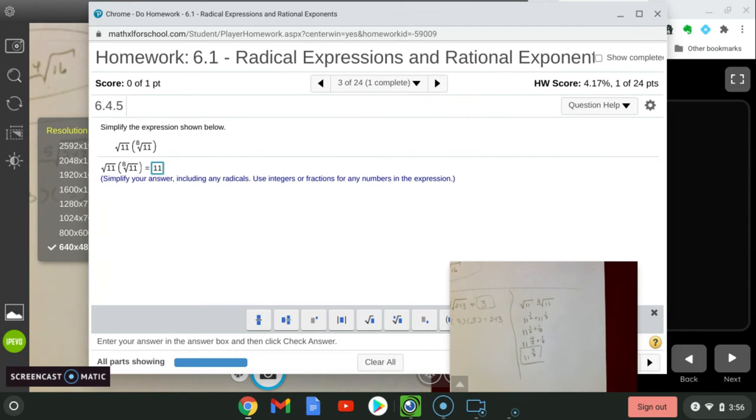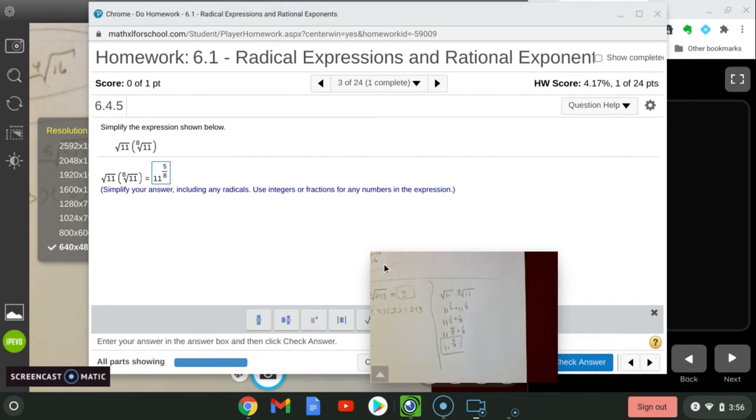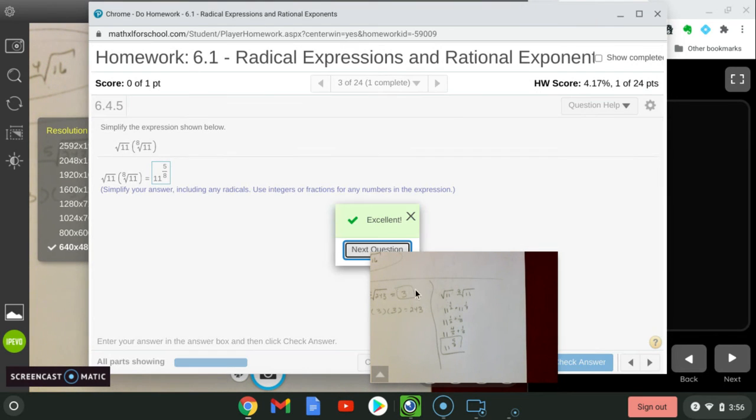Again, same story in MyMathLab. I typed 11 and then told it to make an exponent, and then told it to make that exponent a fraction, and then typed 5 over 8. And then I check my answer and it says, yay me.